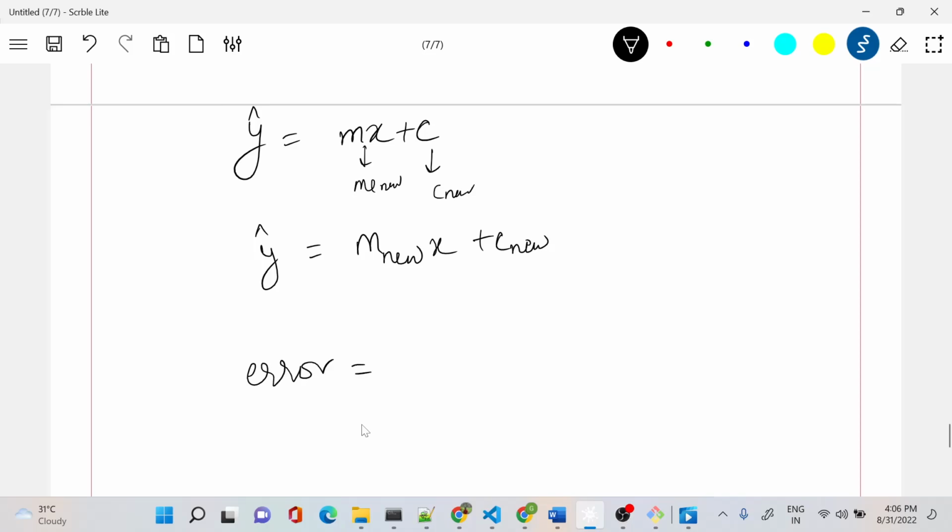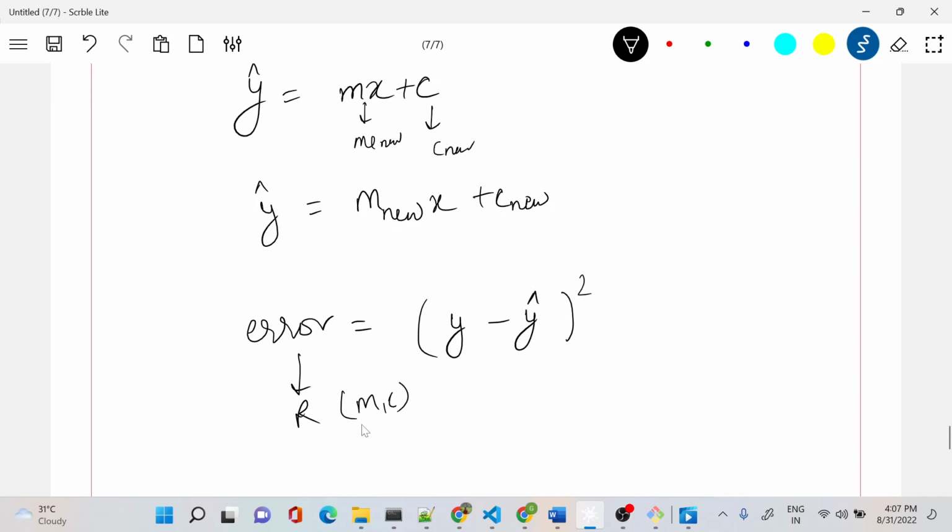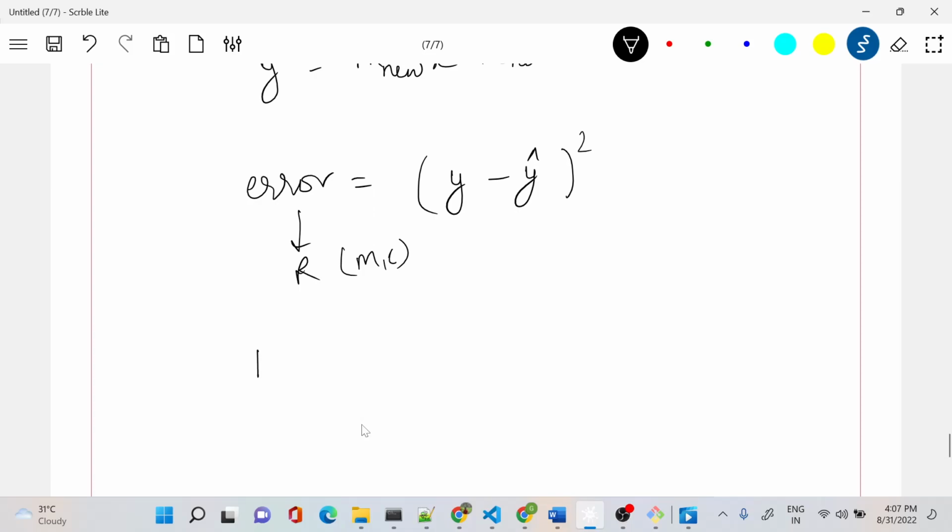The error will be calculated again as y minus y hat whole square. Again we'll find the same equation, partially differentiate R with respect to M and C, and update. We'll keep on updating M and C to the extent that our R, that is our loss term, becomes minimum.